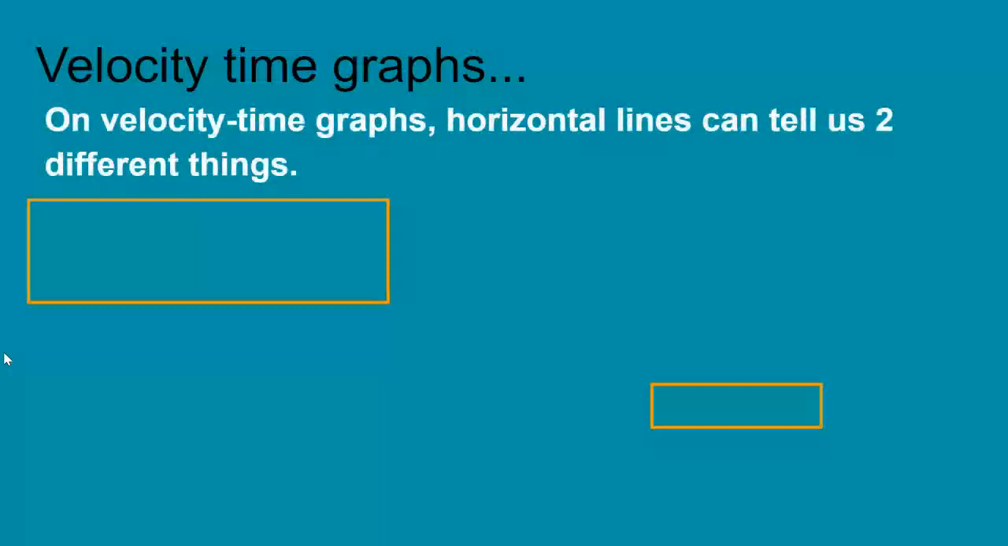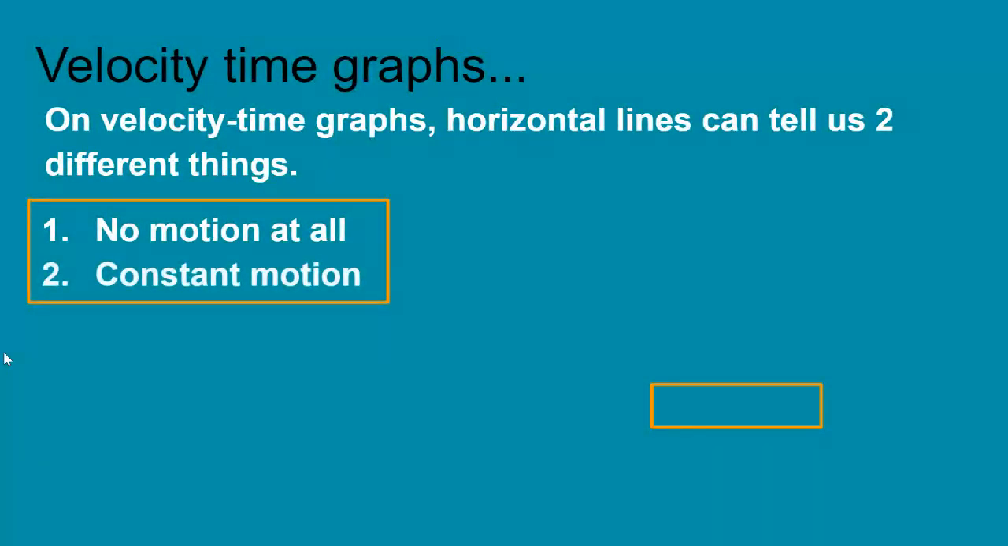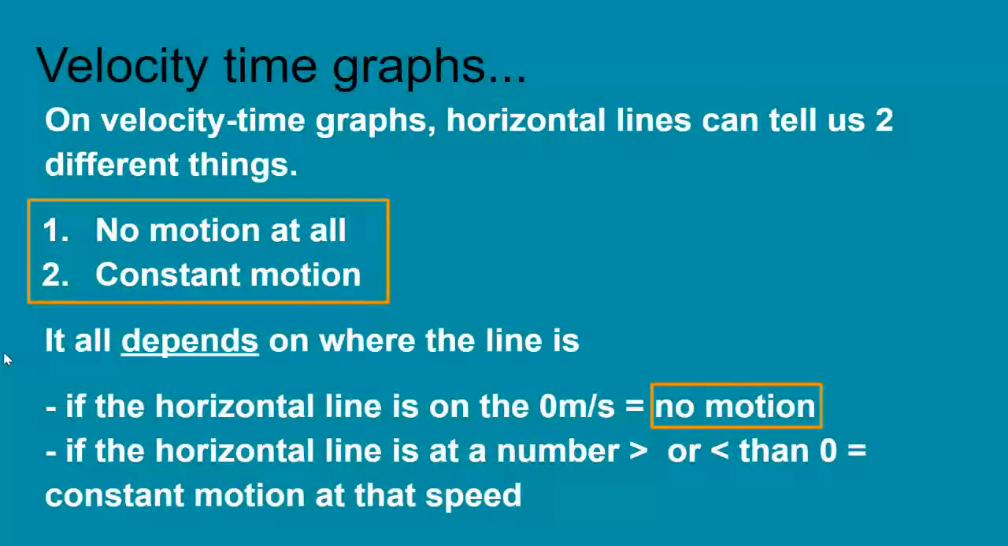Okay, so let's think more about velocity versus time graphs. On a velocity versus time graph, a horizontal line can actually tell us two different things. One, it can tell us that there's no motion at all. And two, it can tell us that there's constant motion. It all depends on where that line is. If our horizontal line is on 0 meters per second, that's going to be no motion, zero speed. But if the horizontal line is at a number greater or less than 0, that is going to tell us that we have a constant motion happening at that speed.